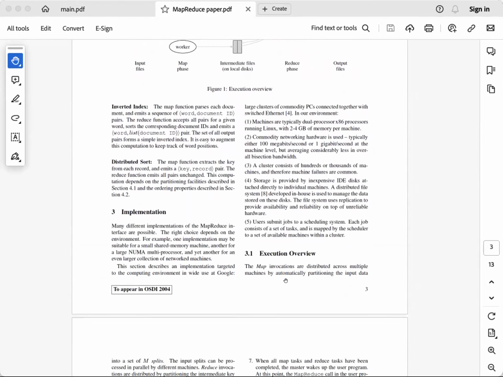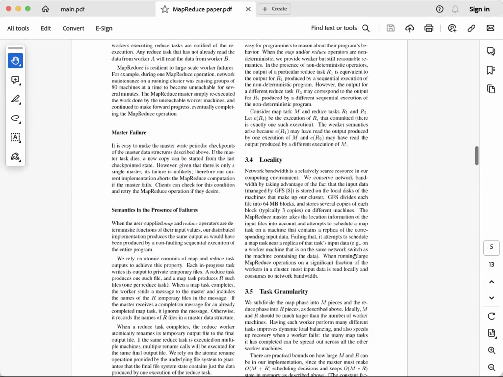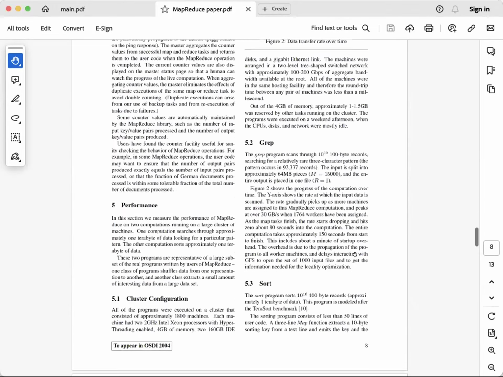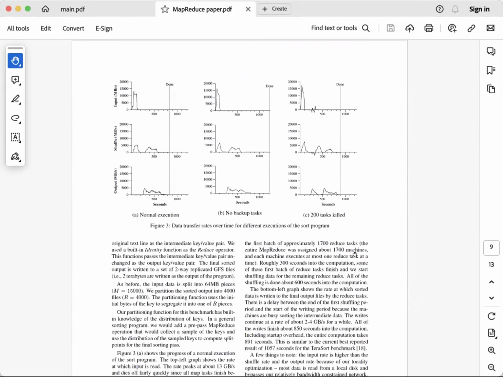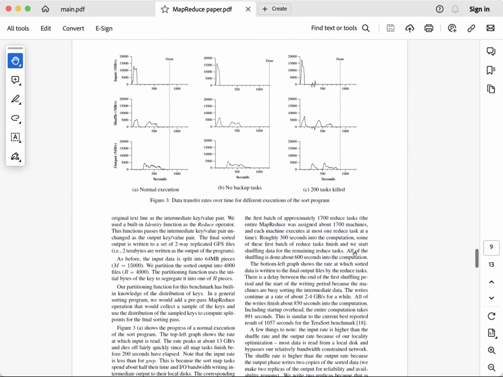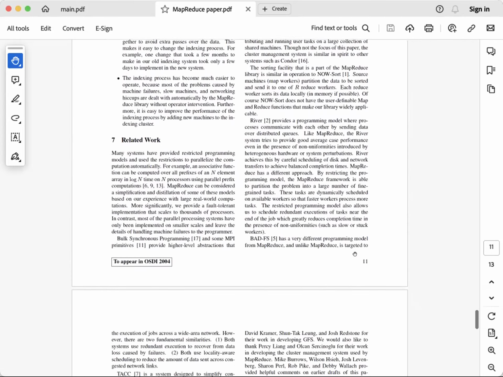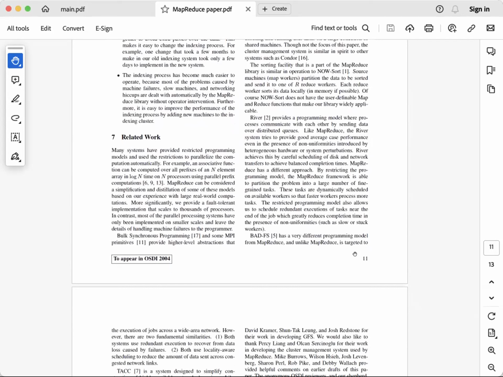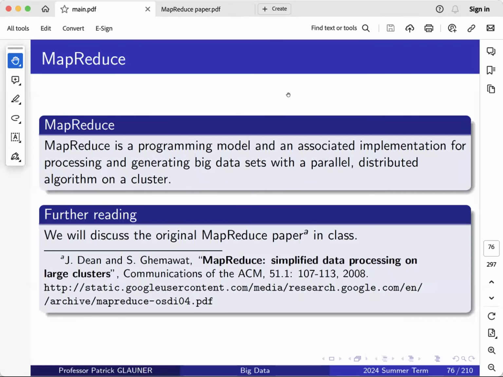This paper is 13 pages. It contains more examples. It also contains a couple of experiments and comparisons of running time, a couple of implementation notes, what they noticed when they implemented the system. So read the paper and see this. This paper was from about 20 years ago.